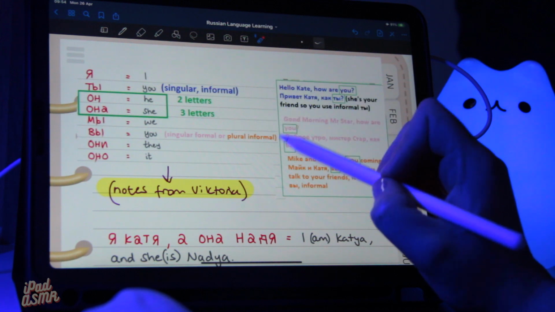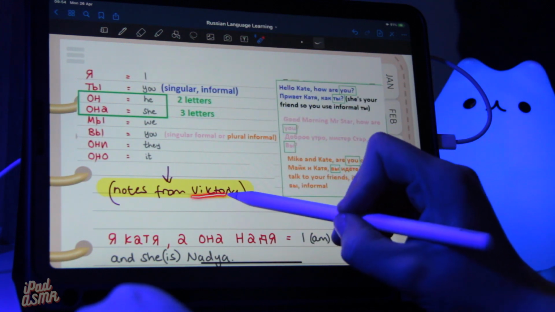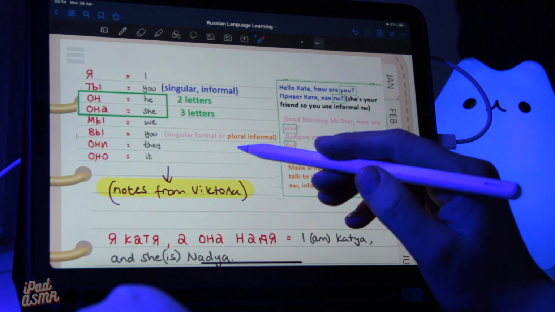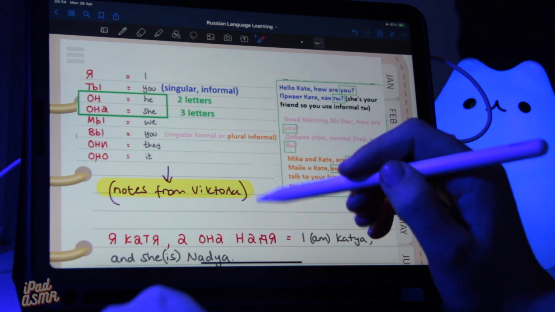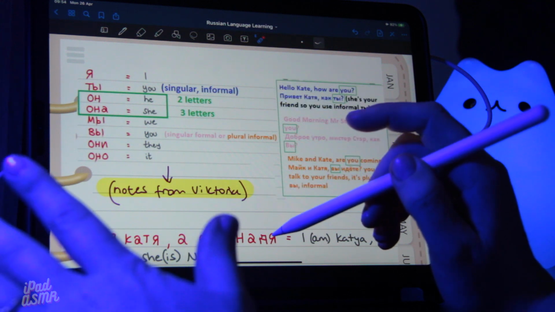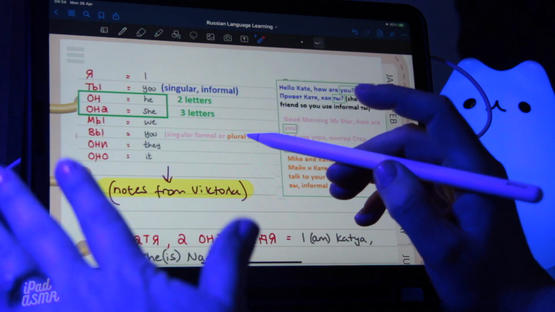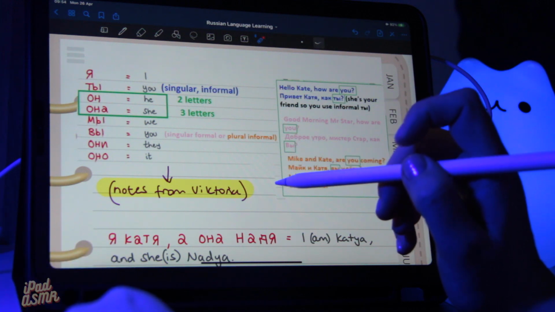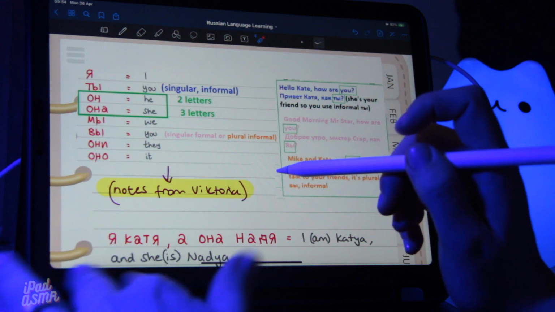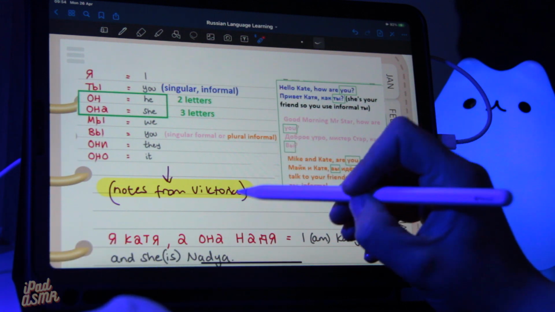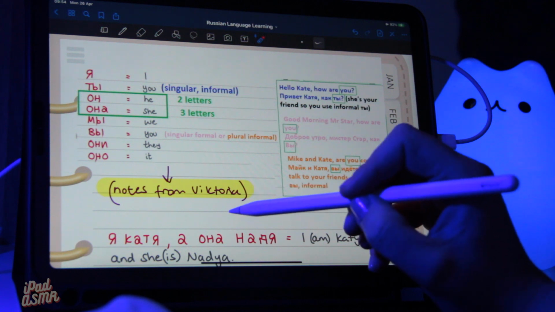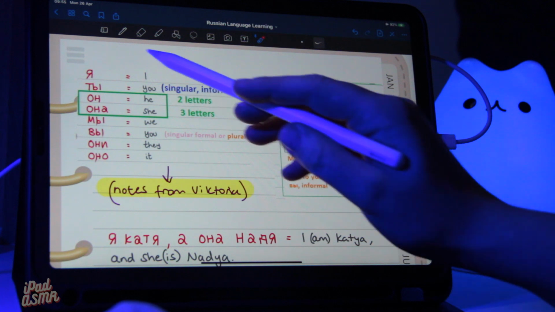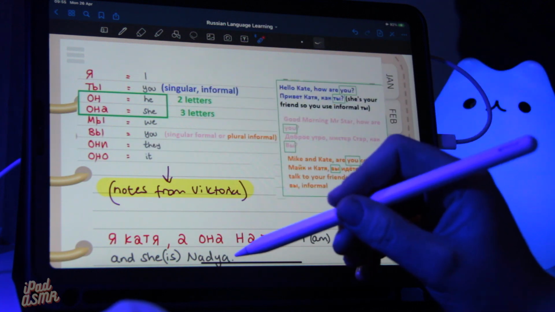So here we have some notes from my Russian speaking friend Victoria, who I met on Tandem, which is another app which you put your details in and you basically find language speaking partners to help each other with your language learning. So my friend Victoria, she wants to practice her English with an English speaker, and then she helps me with my Russian homework.